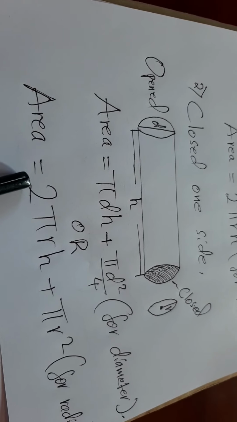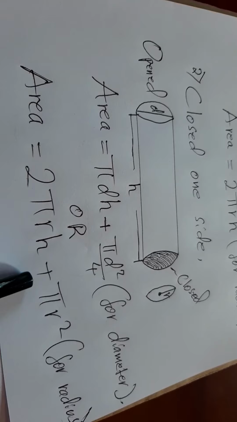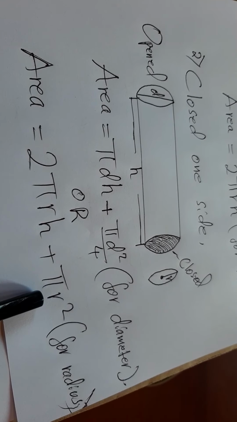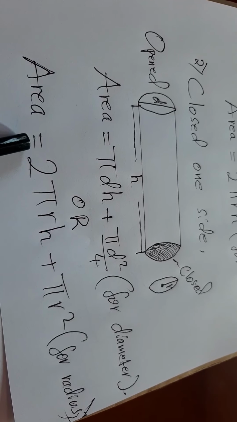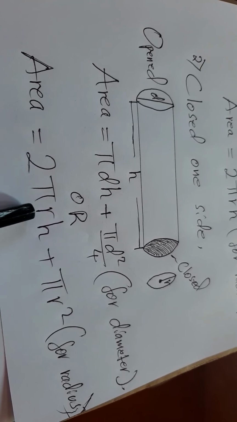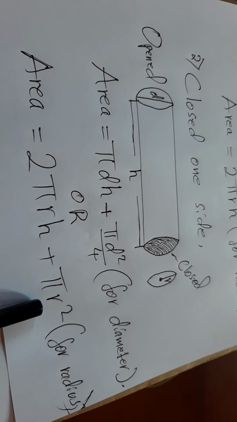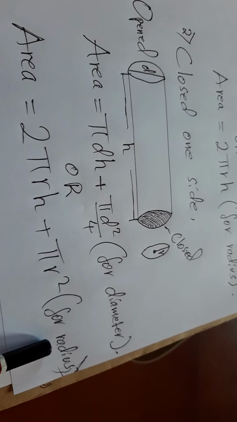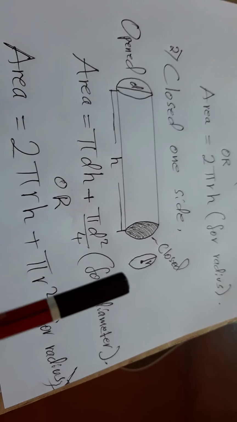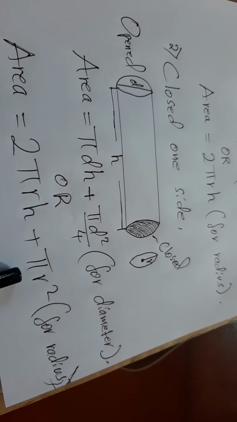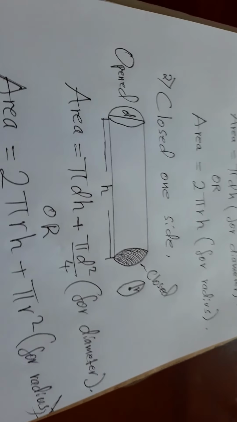Area is equal to 2 pi r h plus pi r square, for the case of radius. If the cylinder has a radius, you have to use this formula. If there is a diameter, we have to use this formula. That is the second formula.